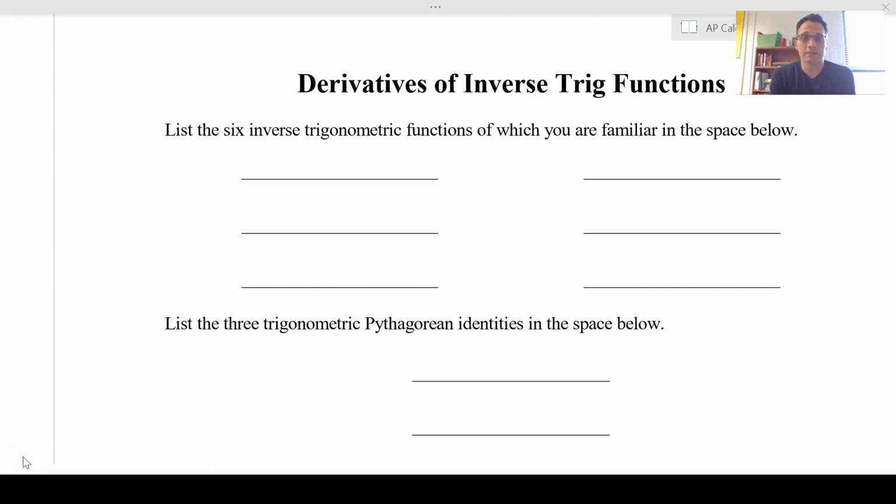Hey folks, today we're going to learn about the derivatives of inverse trig functions. So let's get right to it.